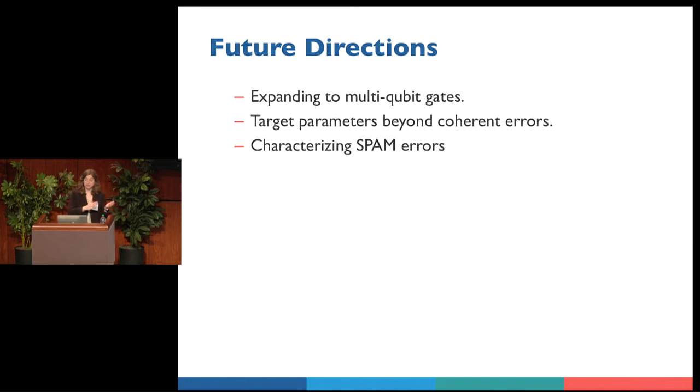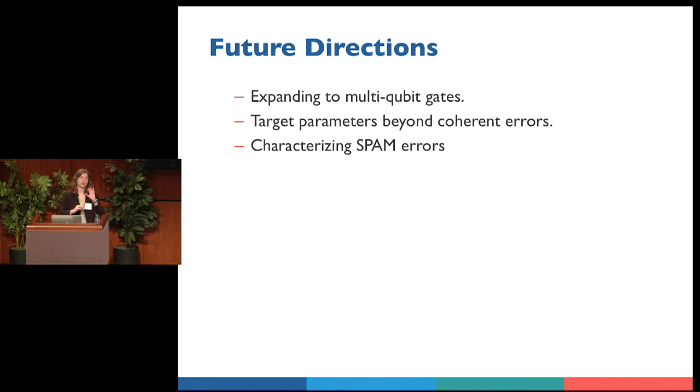And in line with that, this procedure might also be able to be used to characterize things like SPAM errors or other peripheral errors that are affecting our rotation, because once we know what's going on with our rotation, we might be able to back out what was going wrong with our SPAM or with other parts of our system.